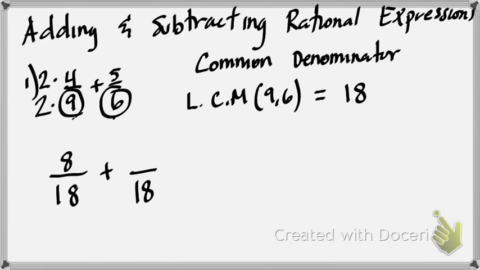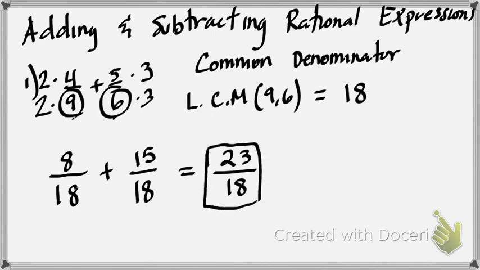We're going to do the same thing to 5 over 6. So what do we multiply 6 by to get to 18? And that would be 3. So again, we have to multiply the top by 3. And then we do 5 times 3, and that would give us 15. Well, now that we have a common denominator, we can just add the tops and keep the bottom. And so in this case, it would be 23 over 18. And that would be our answer.